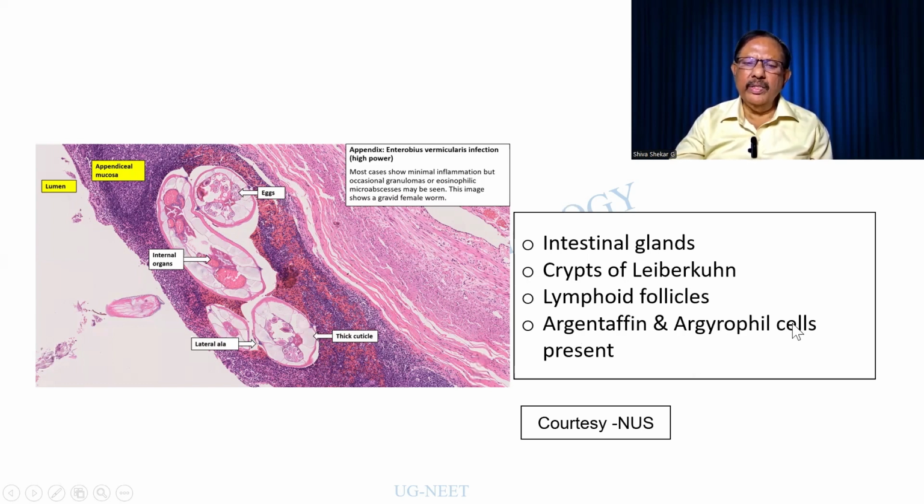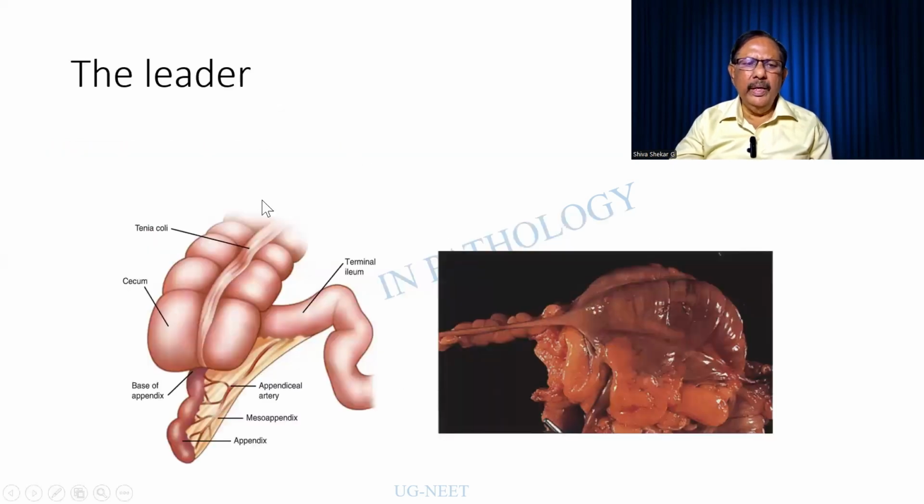You will have to look for the argentaffin enterochromaffin cells, from which we can sometimes get the carcinoid tumor, which is quite common. Here there is a band of muscle. Three muscles will be here, which lead to the appendix. And the same thing is shown over here. It is leading to an edematous acute appendicitis.